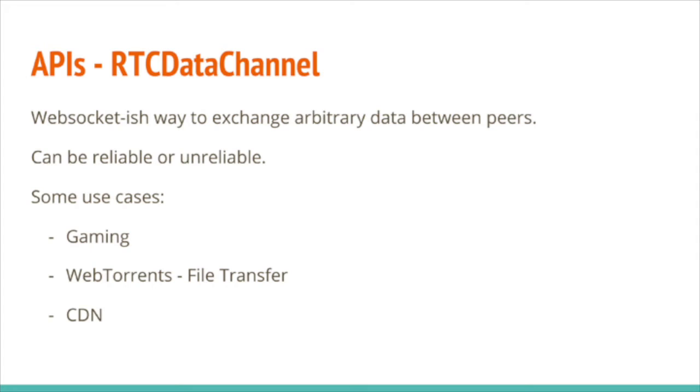So if you want to have a web torrent or file sharing, you have to ensure that everything gets to your end, and you need to have a reliable channel. It doesn't matter that it's a bit slower than the non-reliable one. But in gaming, you don't really care if one packet or two packets get lost, and you can use unreliable. So this adapts to your use case.